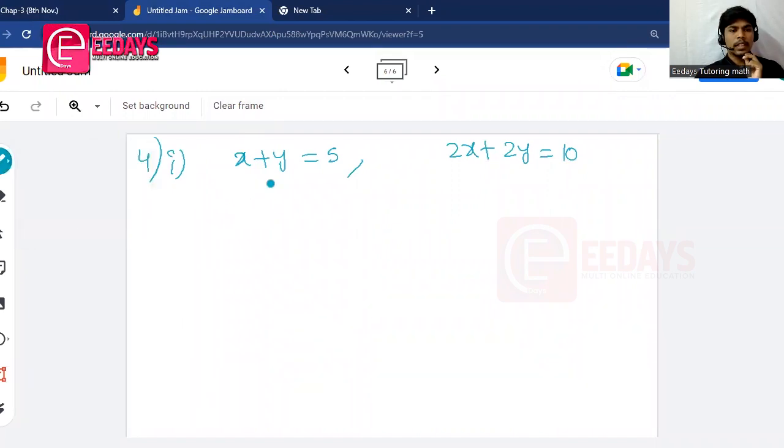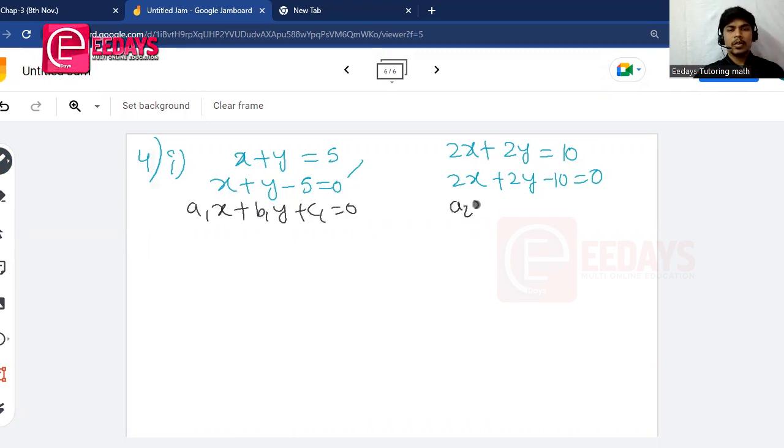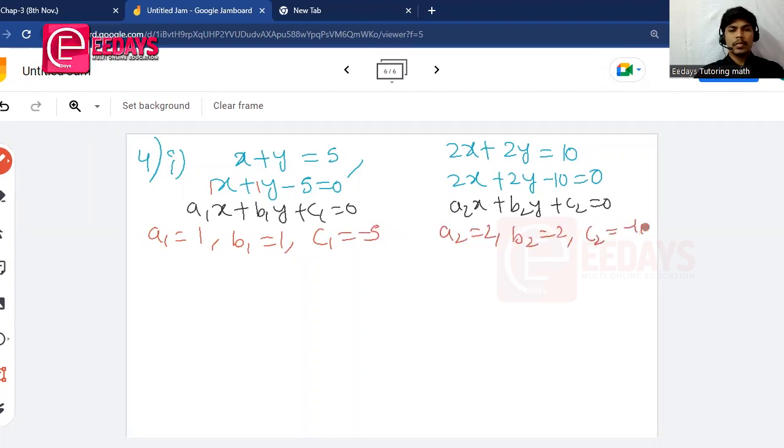After transferring to the other side, x plus y minus 5 is equal to 0 and 2x plus 2y minus 10 is equal to 0. All right. Now a1x plus b1y plus c1 is equal to 0, a2x plus b2y plus c2. You can do it on your own and post your answers. A1 here, you can take 1, here also 1. B1 is 1, C1 is minus 5. A2 here is 2, B2 here is 2, C2 here is minus 10.